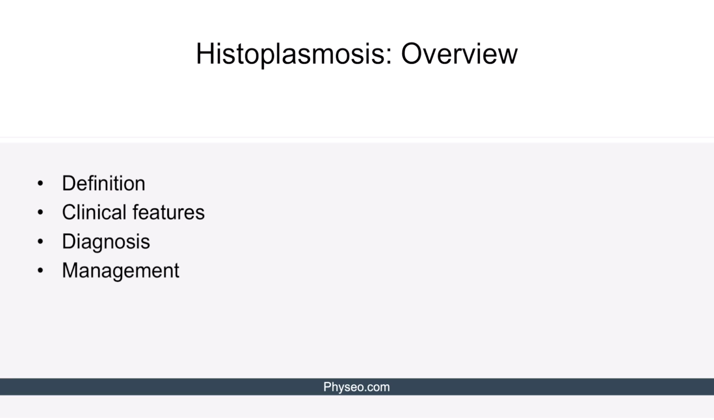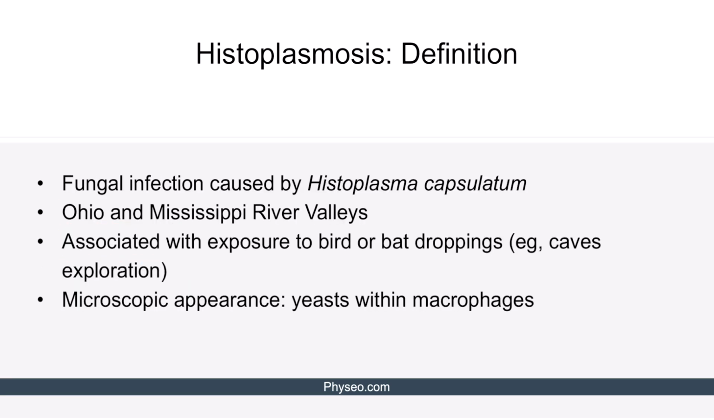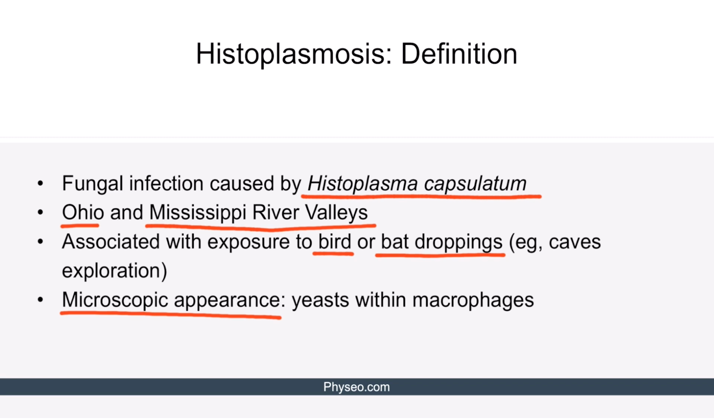And as we go through this, we'll talk about the definition, clinical features, diagnosis, and management. So histoplasmosis, again, is a fungal infection, and it's caused by the fungus Histoplasma capsulatum. And it's most endemic in Ohio and the Mississippi River Valley. And the infection is associated with exposure to bird or bat droppings. For example, if you're exploring caves or something like that. And under the microscope, histoplasma appears as yeast within macrophages. And there's that idea of it being dimorphic. It's a yeast within tissues, including macrophages.